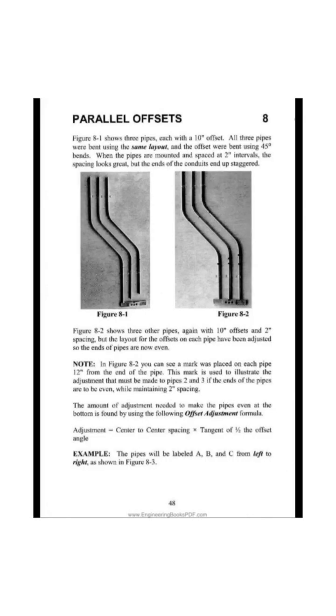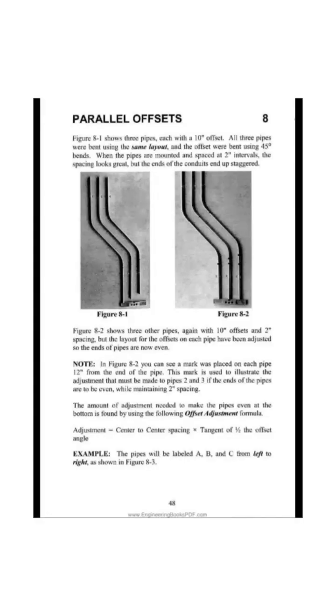This mark is used to illustrate the adjustment that must be made to pipes 2 and 3 if the ends of the pipes are to be even, while maintaining 2 inch spacing. The amount of adjustment needed to make the pipes even at the bottom is found by using the following offset adjustment formula. Adjustment equals center to center spacing times the tangent of 1/2 the offset angle.